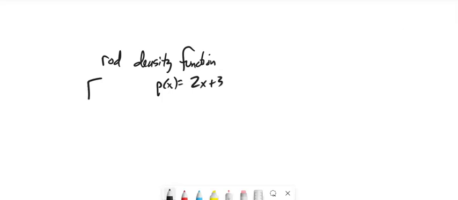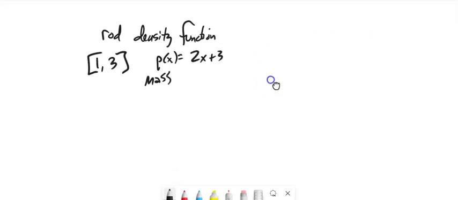Here's another example. We have some rod, and we want to know its mass. We have this little linear thing right here, running from 1 to 3. We know that this formula right here describes the density at a given x value.